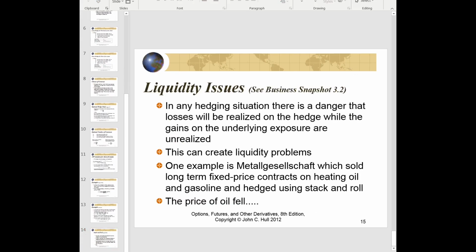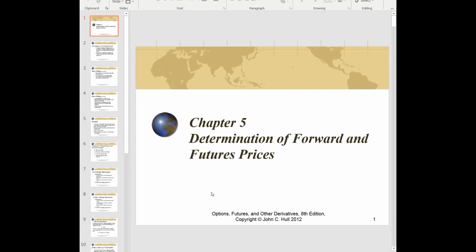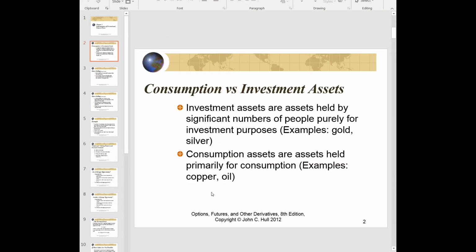Okay, let's move on to the next chapter. So this is chapter 5 in Hull. Here it's important to make a difference between investment and consumption assets. Investment assets are assets that are held by a significant number of people purely for investment purposes.